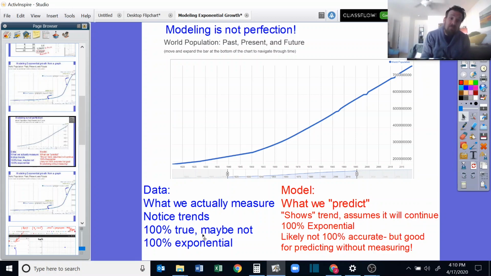Now, the data is true. It's just a reflection of what we measured, but it might not be exactly nice and clean and exactly exponential. And we saw that when we looked at the Skittles example when I showed you how to do this with a table. The model is likely not going to be 100% accurate, but it does allow us to make good predictions. So that's the value of a model. A model helps us to make predictions. It might be off by a little bit, but it allows us to make predictions. The data is the measurements that we took.